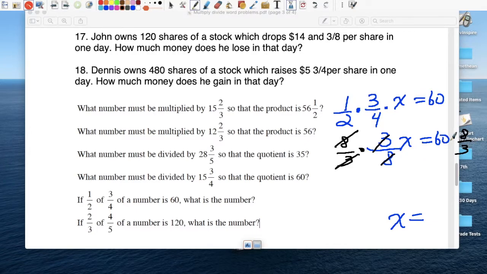And on this side, I can simplify 3 and 60. 3 divided by 3 is 1. 60 divided by 3 is 20. And 20 times 8 is 160. So there is my answer.